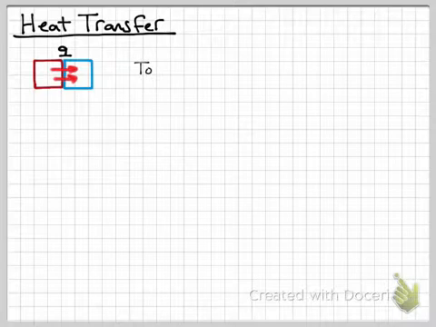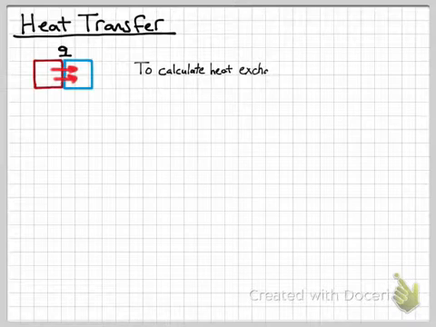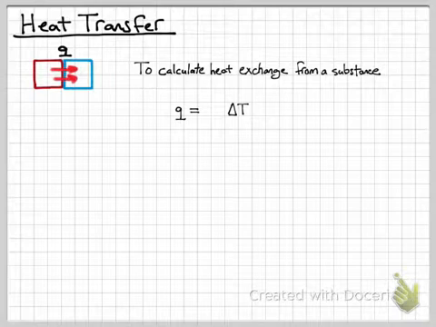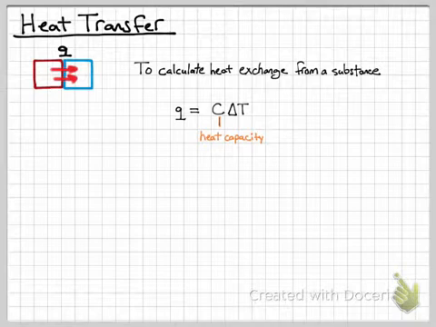We would like to be able to quantify or calculate the heat exchanged from an object or a substance, and to do that we use one of two equations. The first shows a relationship between heat exchange and the change in temperature, and also a constant for the particular substance, which is called the heat capacity. So the larger the heat capacity and the larger the change in temperature, the larger amount of heat that must have been exchanged from the substance.